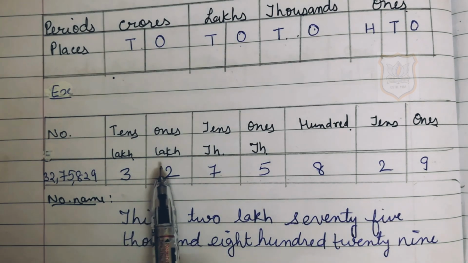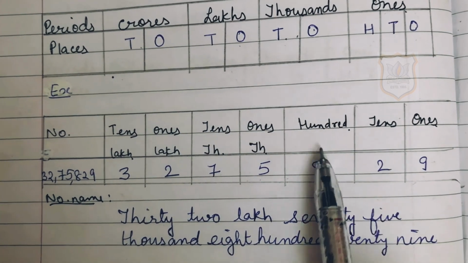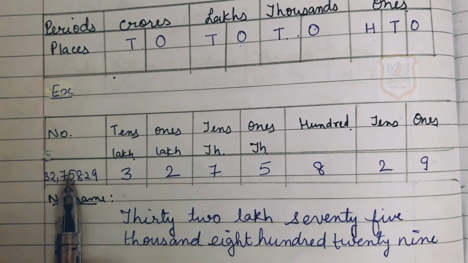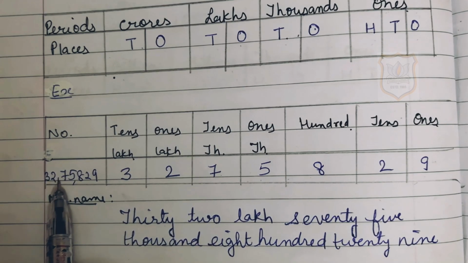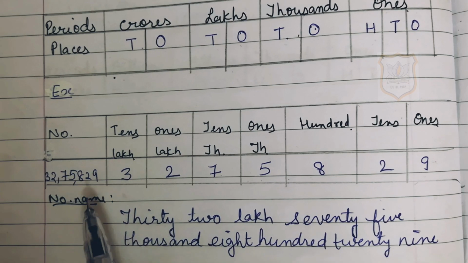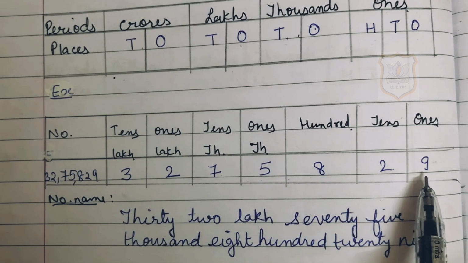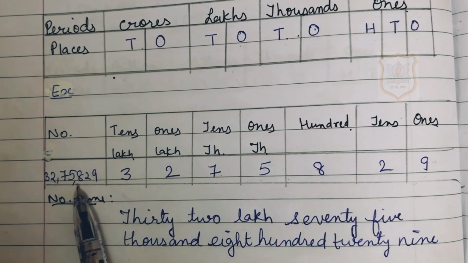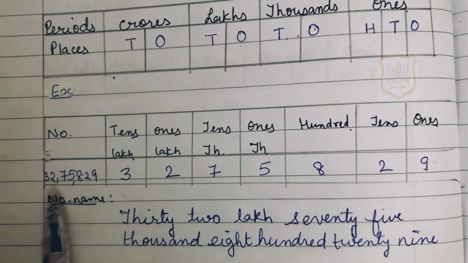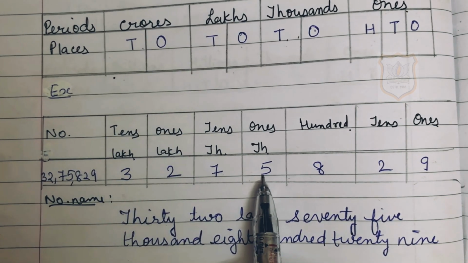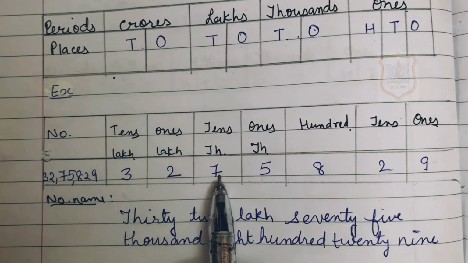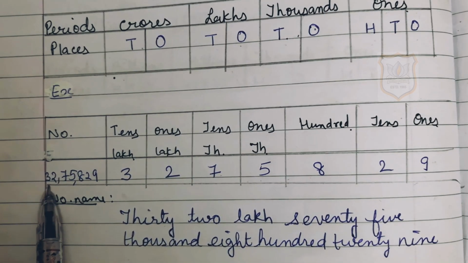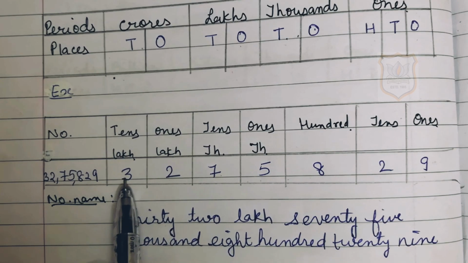So here I have drawn a place value chart which represents ones, tens, hundreds, 1,000, tens thousands, 1 lakh and 10 lakh, and the number so given is 3275829. Now here this digit 9 we will write in ones column, the digit 2 we will write in tens column, the digit 8 we will write in hundreds column, digit 5 we will write in 1000 column, and digit 7 we will write in tens thousand column, and digit 2 we will write in 1 lakh column, and digit 3 we will write in 10 lakhs column.